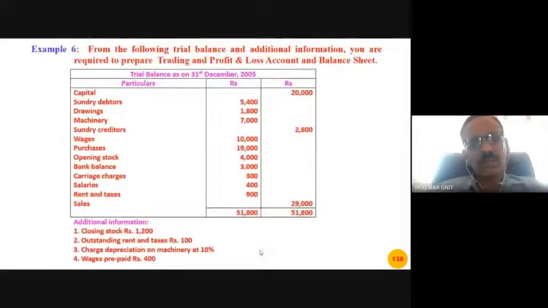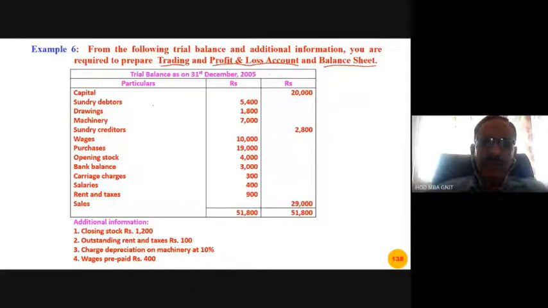Problem, all of you see. From the following trial balance and additional information, you are required to prepare a trading account, profit and loss account, and a balance sheet. These three are included in the final accounts.